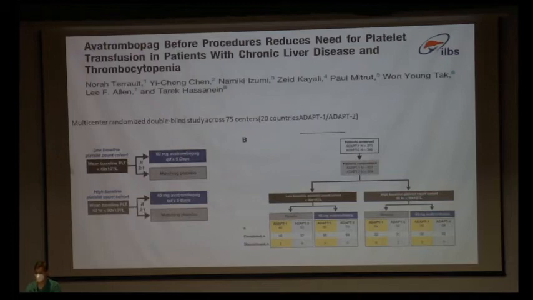This was based on avatrombopag being given at the dose of either 60 mg in patients with platelet count of less than 40,000, or 40 mg if the platelet count was less than 50,000. And the patients were then randomized into two groups, which was the ADAPT-1 as well as the ADAPT-2 trial. And many of the patients completed the study, close to even 93%.